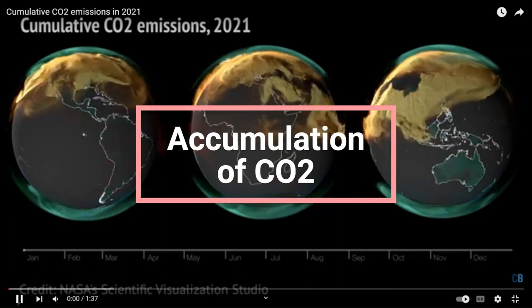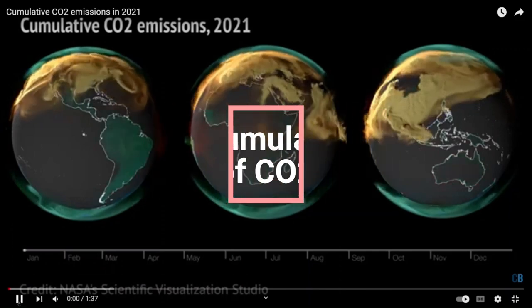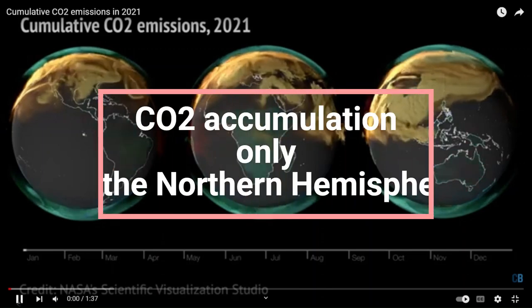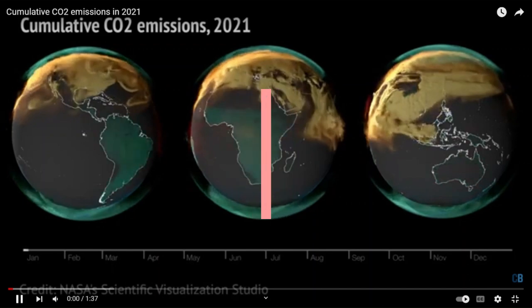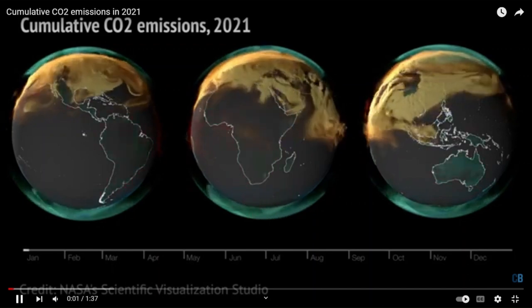Demonstration of the accumulation of carbon dioxide in the atmosphere. The accumulation of carbon dioxide in the Earth's atmosphere occurs only in the northern hemisphere. Obviously, there is emission in the southern hemisphere too, but there is no accumulation.